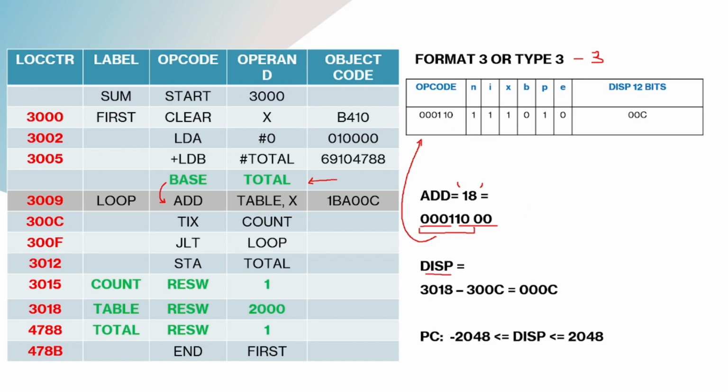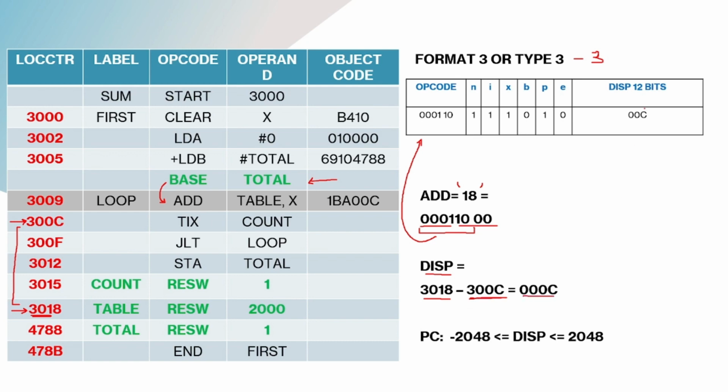Displacement is something you need to calculate always. 3018. Now, how do we calculate displacement? You can see ADD TABLE,X. So ADD is right here, and you can see 3018 minus 300C. The location counter will be right here. It will execute this and be right here. Current value, right? It's pointing at 300C. And then TABLE, the value of table is stored where? You can see it's stored here, 3018. So what we do is calculate the displacement from here to here. That is done using this. So 3018 minus 300C. We got 000C.